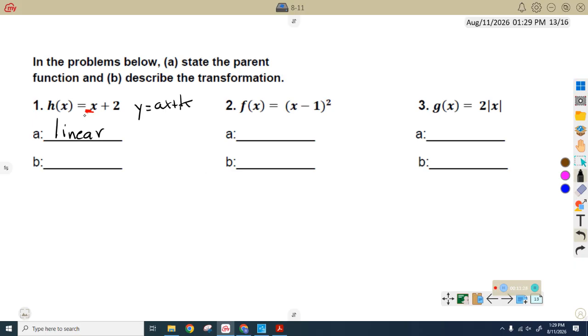Now, when A is 1, we don't have a rule for that, so we just leave it alone. All right? Now, this is our K value. Our K value is positive 2. All right? Now, the transformation. Basically, what we're saying now is what is being done. K was positive, so that means it goes which direction? Up 2.